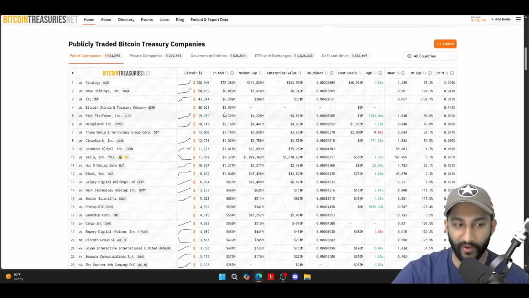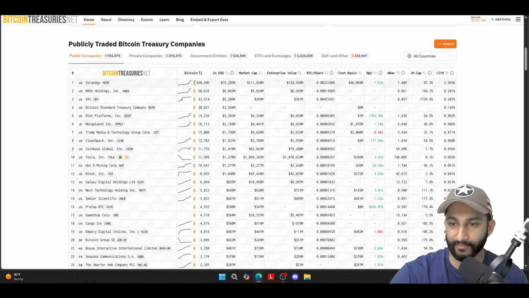In terms of the Bitcoin Treasuries list, Strategy is still number one, 628,946. They added a little bit more in the last week, and revealed it to the public how much they bought, just a small amount. Mara Holdings is number two. So they're basically, what is that, a little bit more than 12 times more than the second place. So basically, it's absolutely like a monopoly.